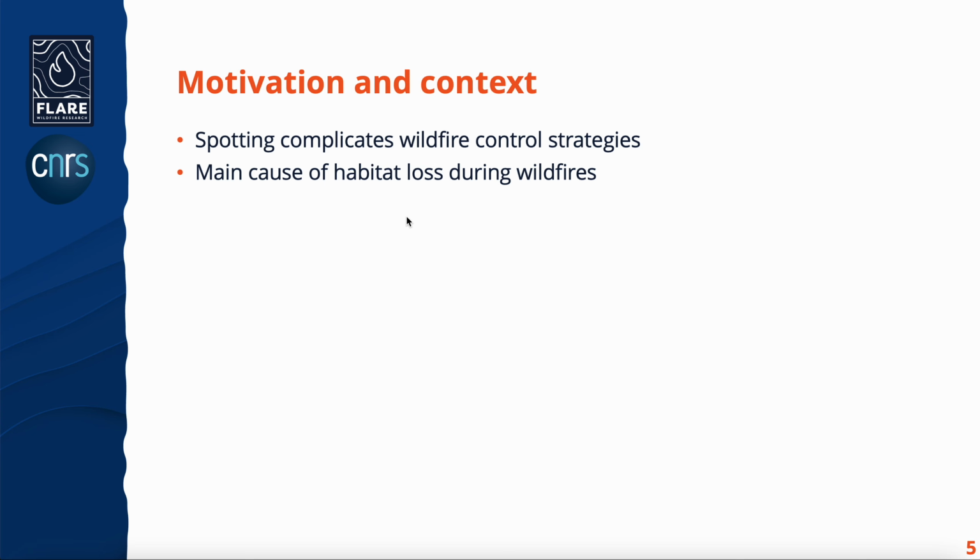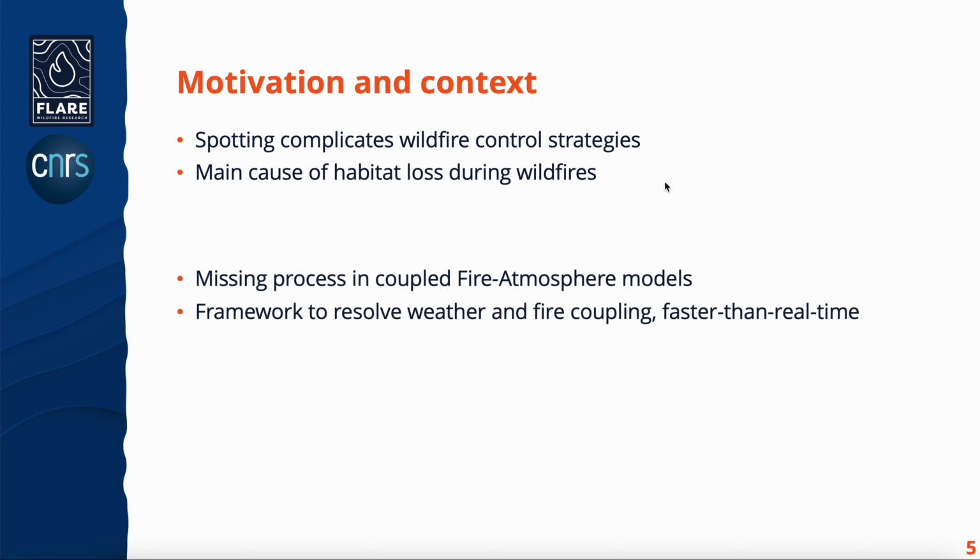So as we have seen, spotting is a phenomenon that complicates wildfire control strategies and is one of the main causes of habitat loss during wildfires. It is actually one of the missing processes in coupled fire atmosphere models, which are frameworks or methods that help us resolve at the same time the weather and the fire coupling, in a way that has been designed to be faster than real time. So that means they can provide results faster than the actual fire progression.